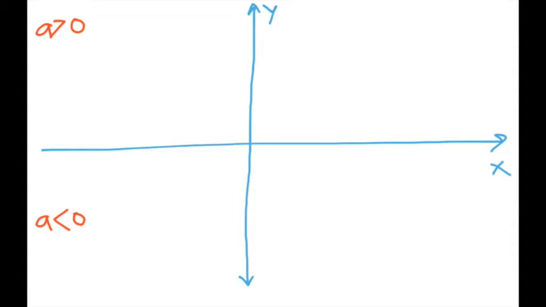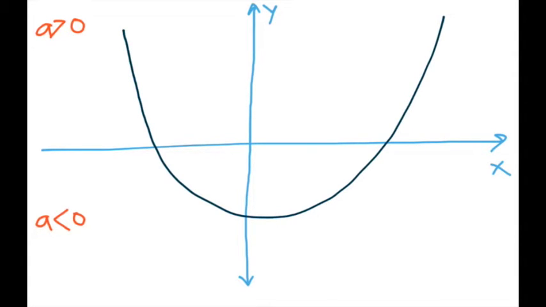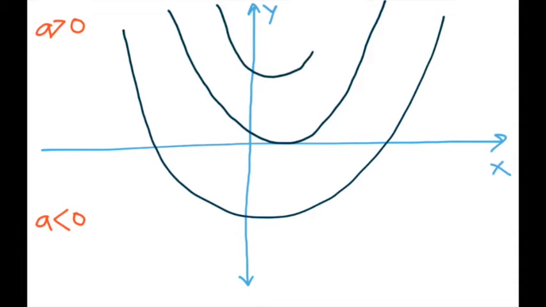Okay, let's talk about this. When a is greater than 0, there can be three use cases under this. The graph can either intersect the x-axis, or it can touch the x-axis, or something like this, where it will never touch or never intersect.